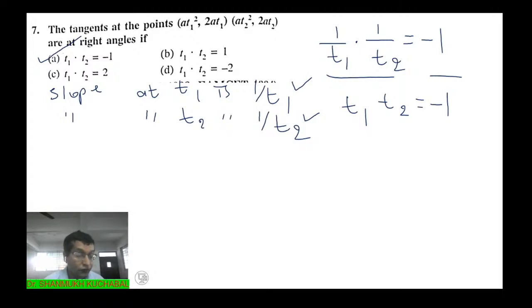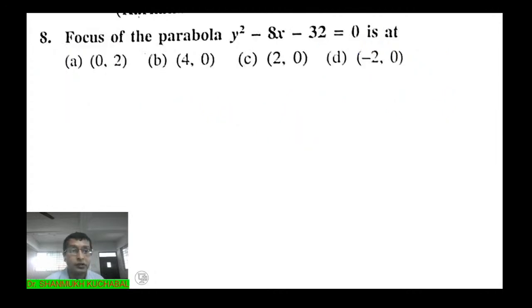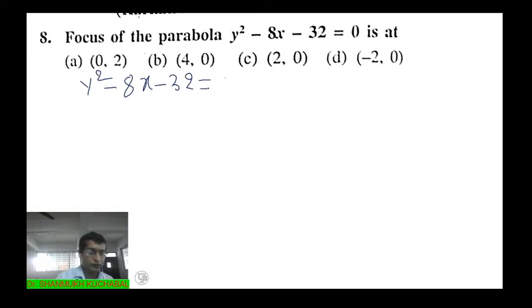Okay, like this within 3 steps we should get a solution. Next, the focus of the parabola y square minus 8x minus 32 equal to 0 is at... okay, so we have to calculate the focus in this example. So we'll take the given equation. It is y square minus 8x minus 32 equal to 0.